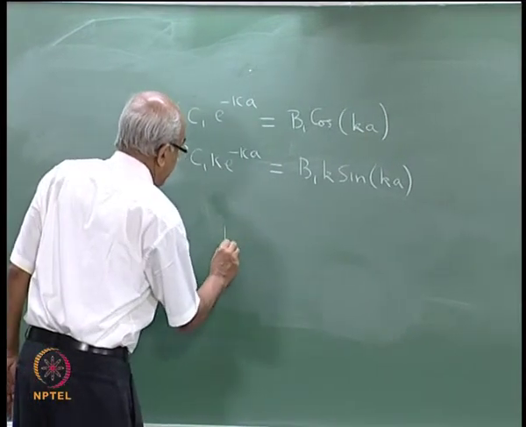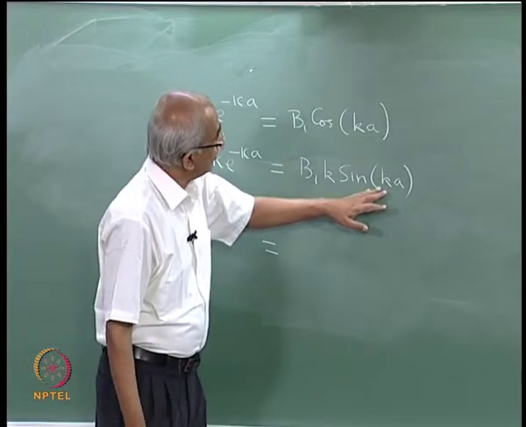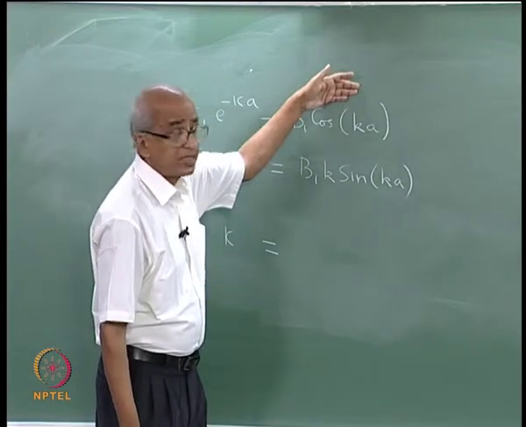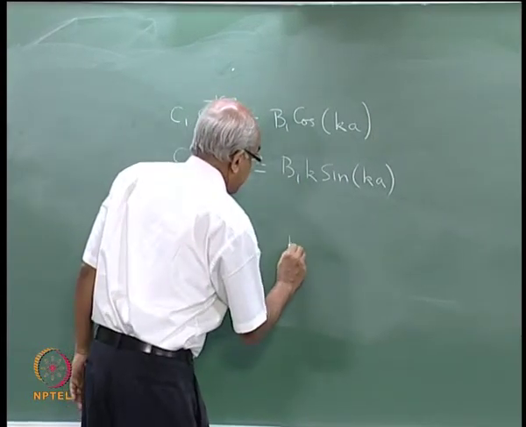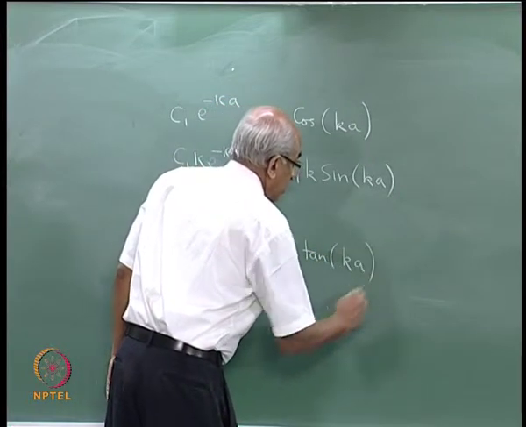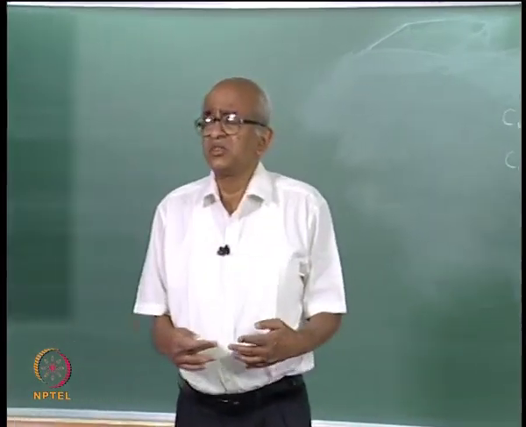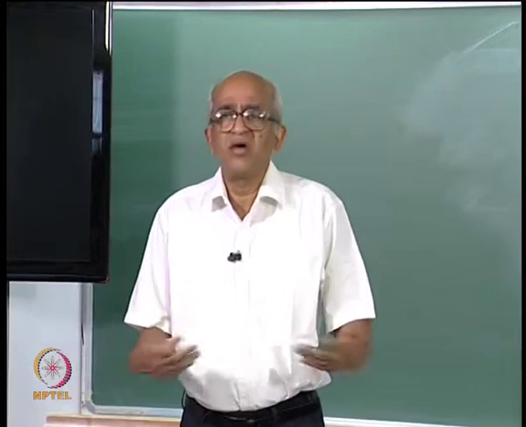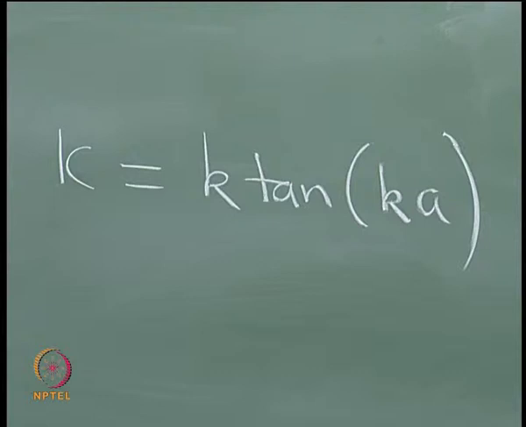The result is actually kappa, and the right hand side of the second equation I will divide by the right hand side of the first equation. The answer is going to be k tan Ka, and this is a somewhat complicated equation which we have to solve to find the allowed energy levels of the system. This is the equation. This ensures that both the wave function and its derivatives are continuous.